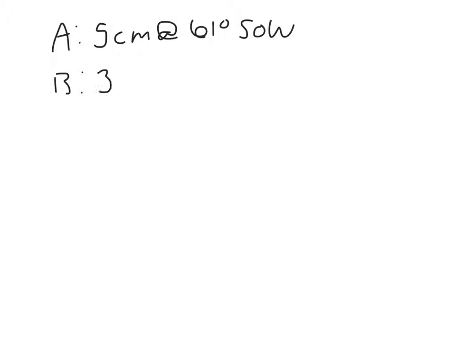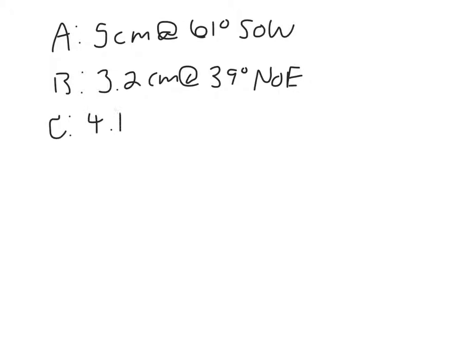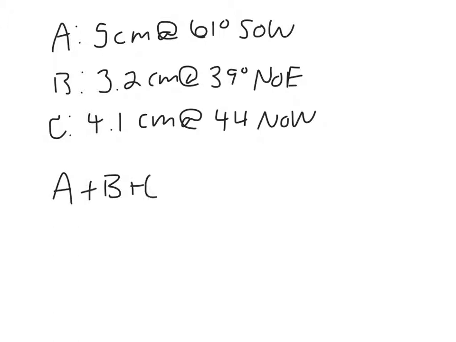Vector A is 5 centimeters at 61 degrees south of west. Vector B is 3.2 centimeters at 39 degrees north of east. Vector C is 4.1 centimeters at 44 degrees north of west. And we want to do A plus B plus C.